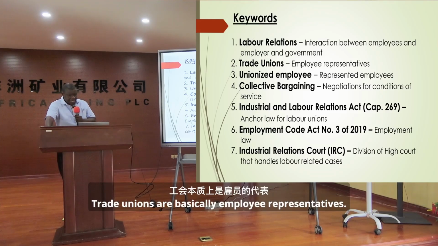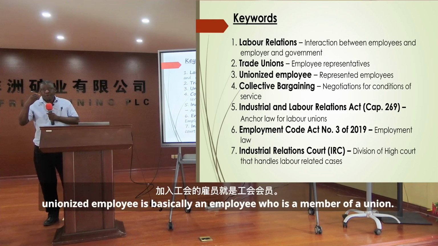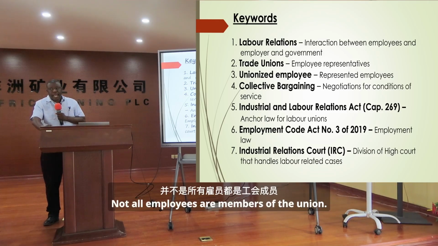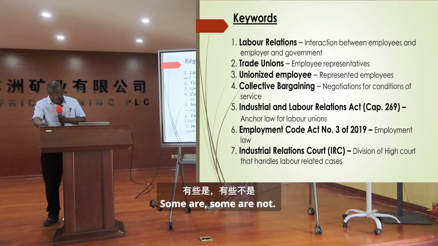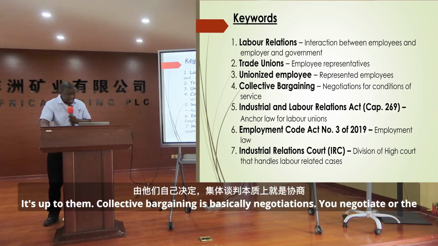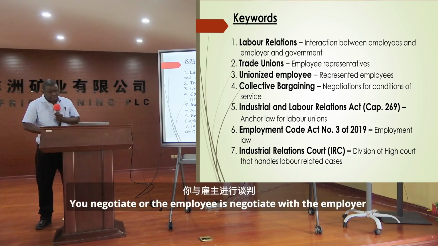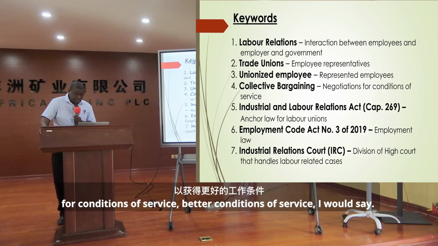Trade unions are basically employee representatives. A unionized employee is basically an employee who is a member of a union. Not all employees are members of the union. Some are, some are not. So employees can choose to belong to a union or not to belong to a union. It's up to them. Collective bargaining is basically negotiations. The employees negotiate with the employer for better conditions of service, I would say.